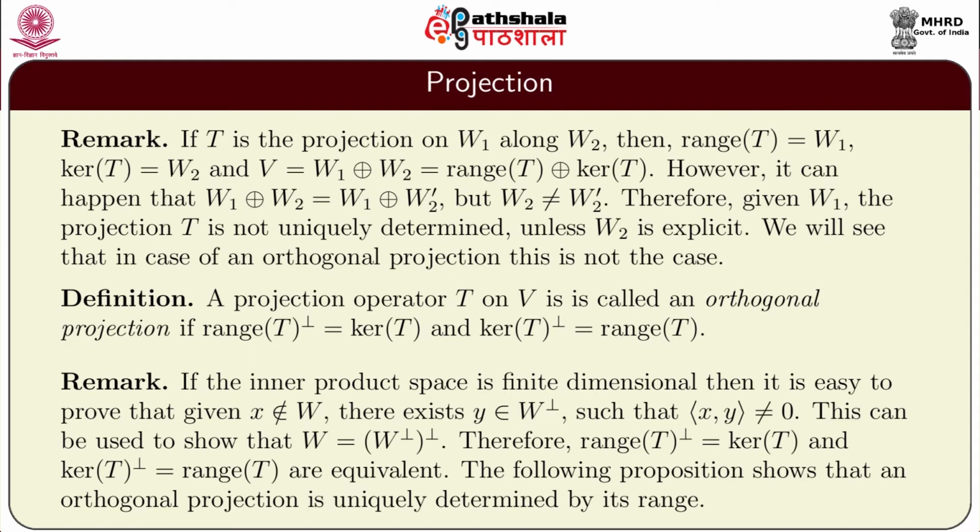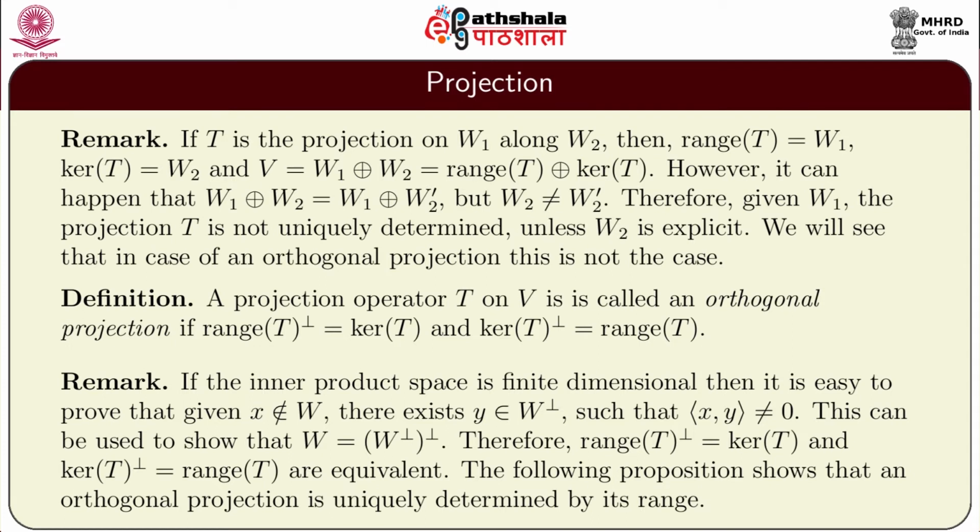Let us now define the orthogonal projection. So, a projection operator T on V is called an orthogonal projection if range of T perp is kernel of T and kernel of T perp is range of T. You know what perp means, that means the orthogonal complement.